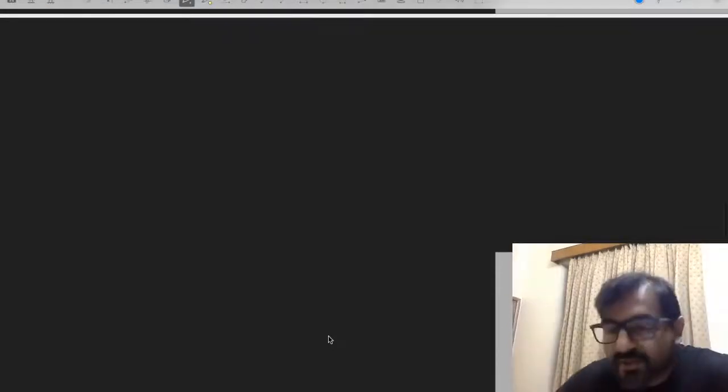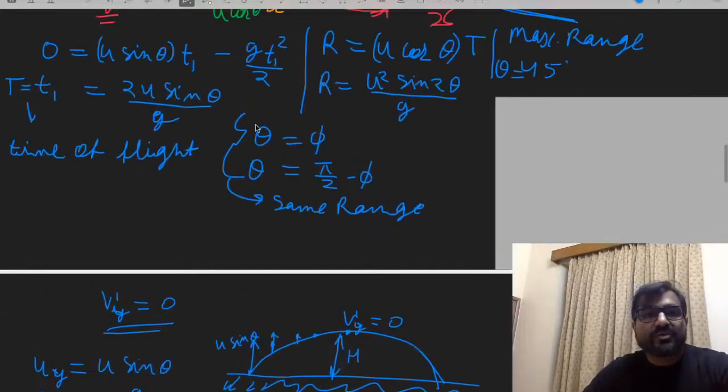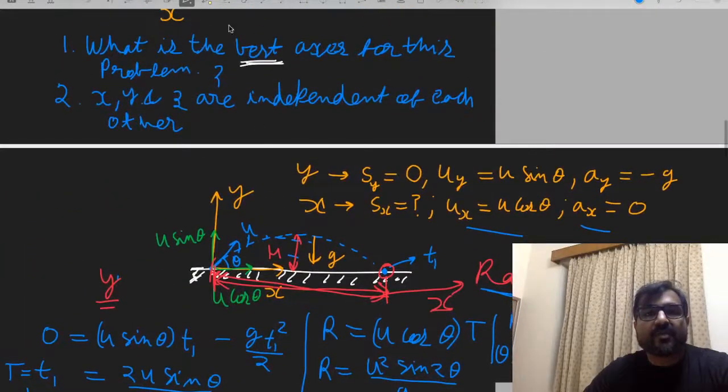So let's continue our discussion. In the last part, we talked about these things that we need to choose axis according to the problem. What is the best axis for the problem? And x, y, and z are independent of each other, right?